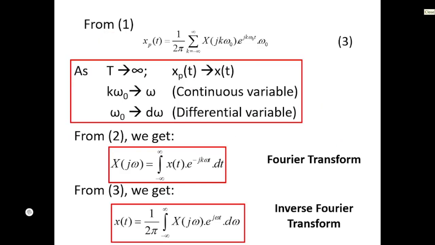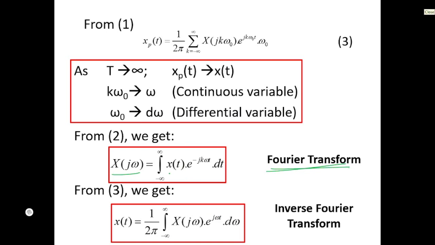Now by doing this, by making some assumptions and including some continuous and differential variables, we got to this equation of the Fourier transform, which says X of j omega is equal to the integral from minus infinity to infinity of x of t e to the power minus j omega t dt.